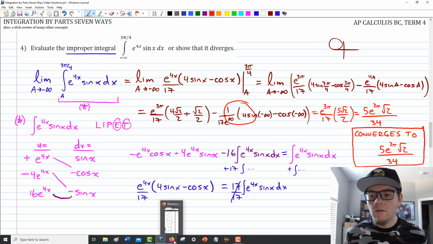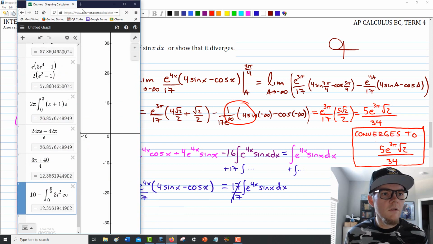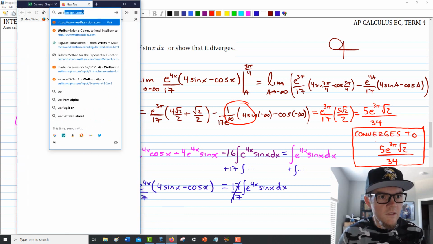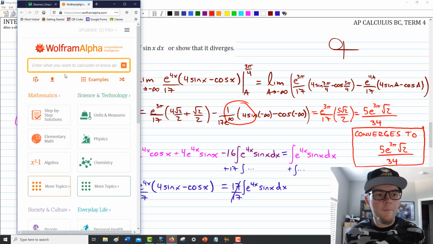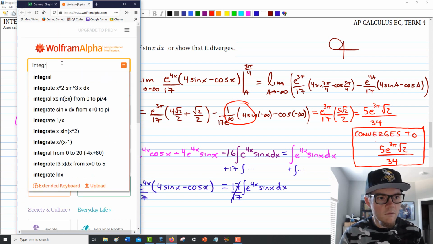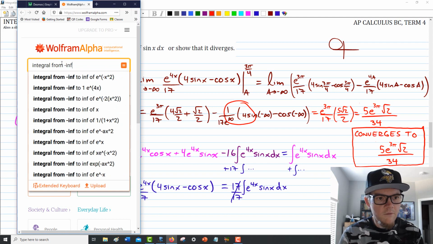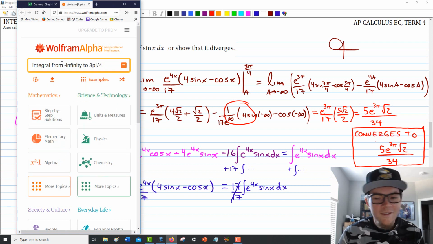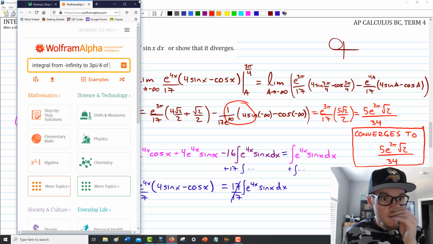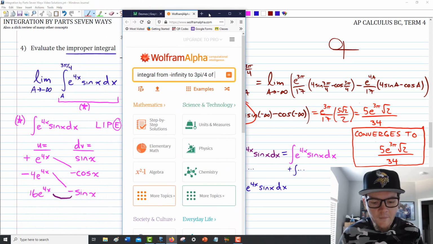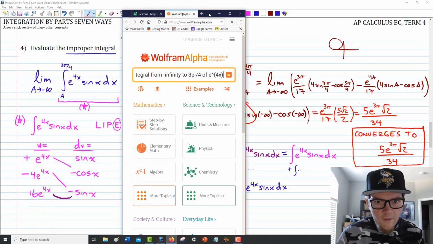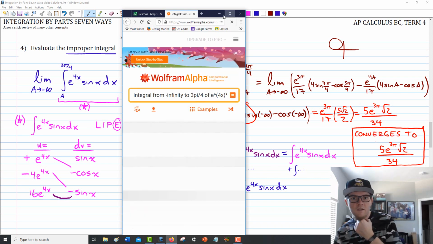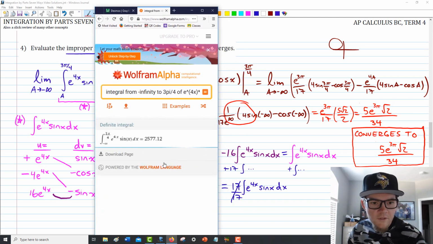Now, Desmos isn't our ideal location to check this particular integral, so instead I'm going to visit my friends at Wolfram Alpha. So I want to do the integral from negative infinity to 3 pi over 4 of our expression, I think it was e to the 4x times the sine of x. Well, let's see what happens. Does it give us this value? Please give us this value.